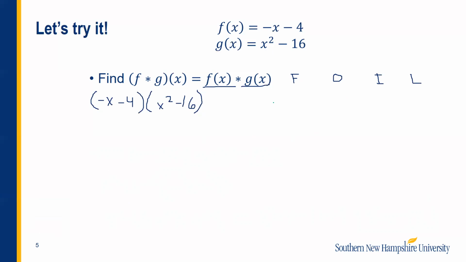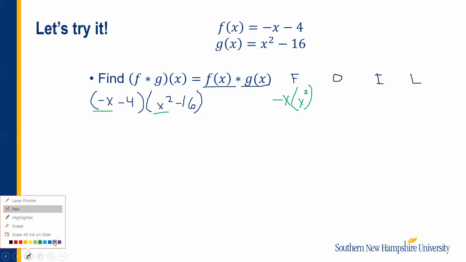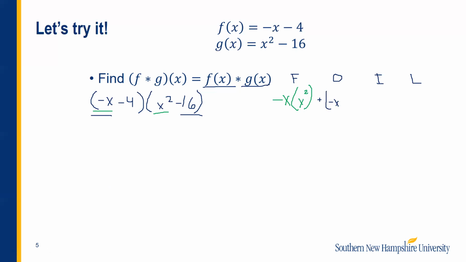And when we're looking at first, outside, inside, last, first means the first values here. And so we'll have negative x times x squared. Outside is going to mean the ones on the very outside. So here, negative x and negative 16 of both parentheses. So it'll be negative x times a negative 16.